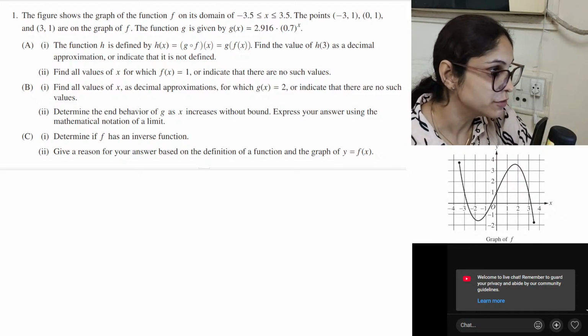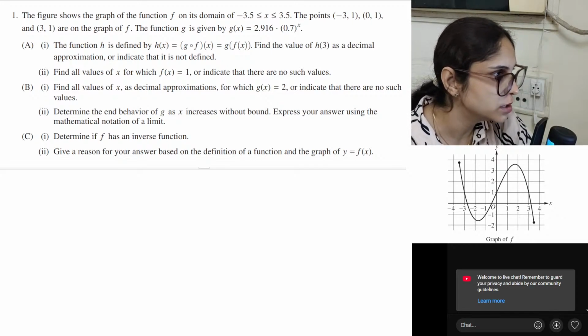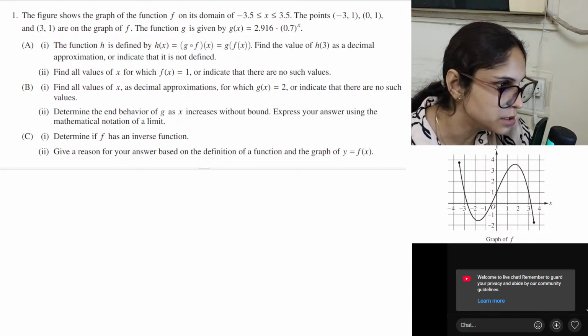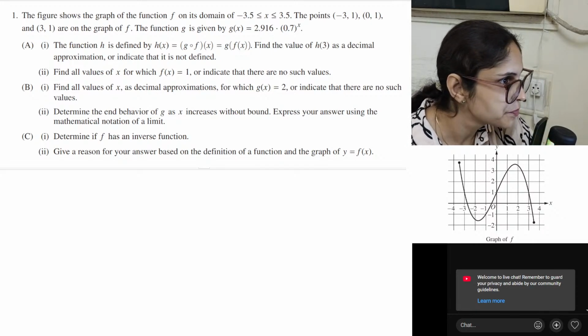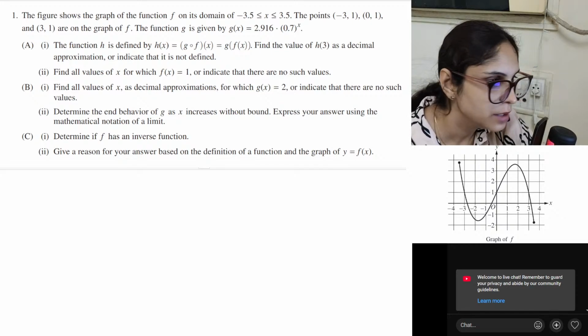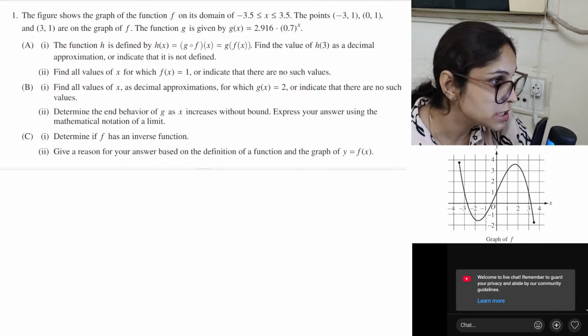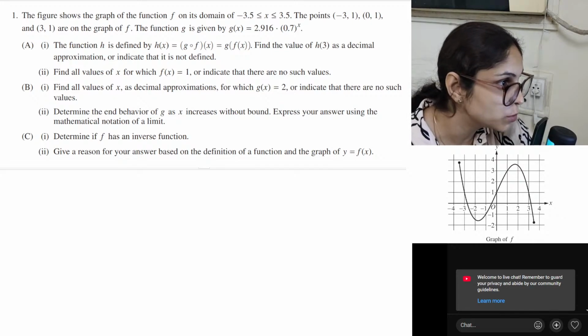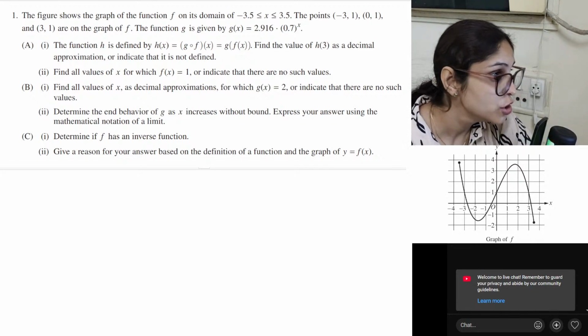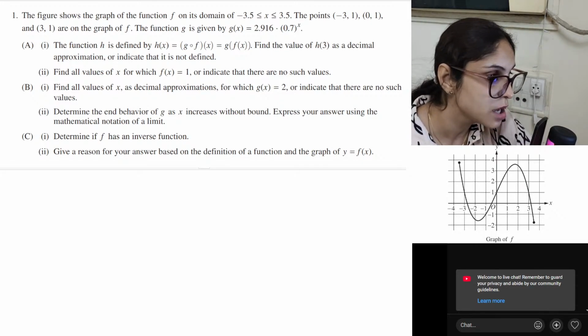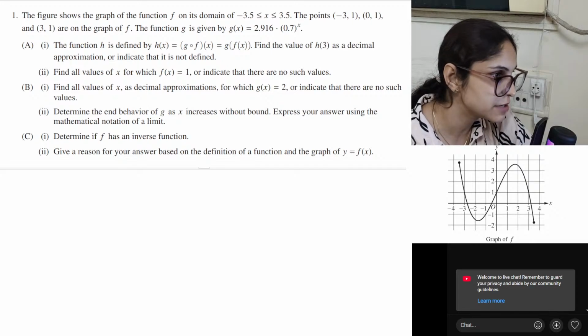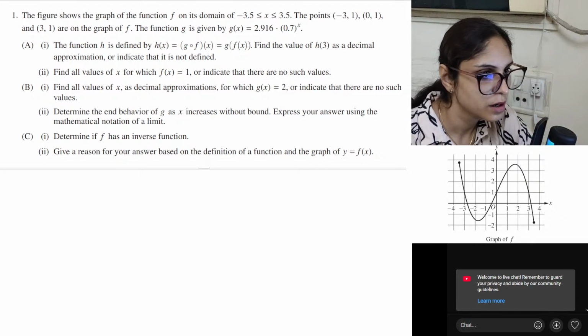The figure shows the graph of the function f on its domain of negative 3.5 ≤ x ≤ 3.5. The points (-3, 1), (0, 1) and (3, 1) are on the graph. We can see (-3, 1), yes, it is there. (0, 1) is also there and (3, 1) is also there. The function g is given by g(x) = 2.916 times 0.7 to the power x. So g(x) is an exponential function, and it's a decaying exponential function because the value of b, the factor, is 0.7, which is less than 1.